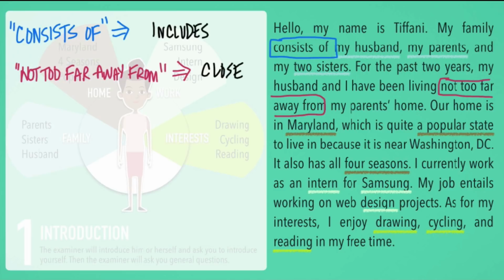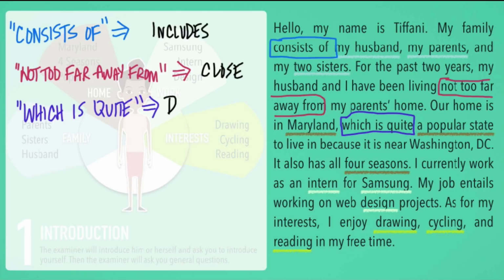Okay, let's keep going. Our home is in Maryland, which is quite a popular state to live in because it is near Washington, D.C. Now, in this sentence, we see the pattern, which is quite. Now, which is quite is just a pattern or an expression that we use when we want to give a little bit more detail about what we previously mentioned. So we're going to put here details. So you can also use this pattern when you speak about your home during your introduction. One more time, which is quite.